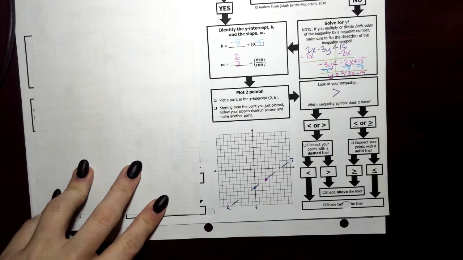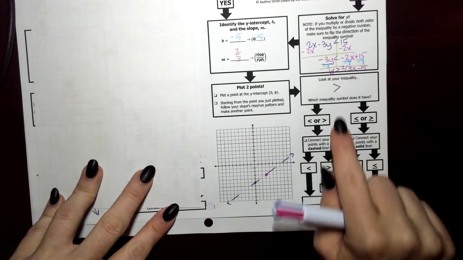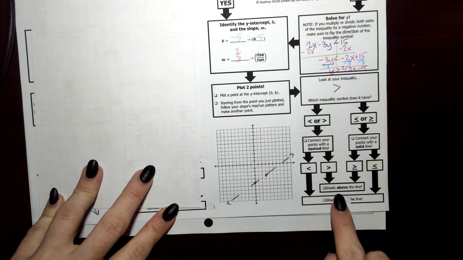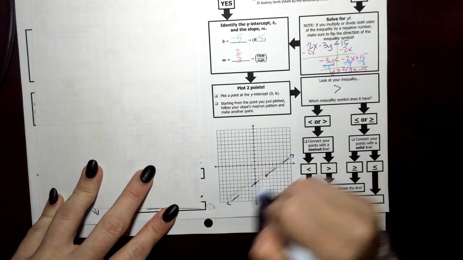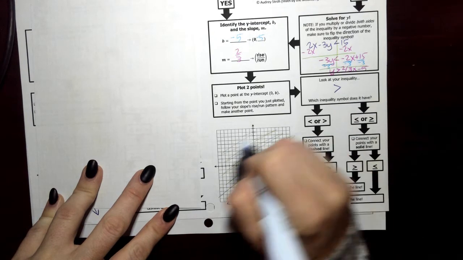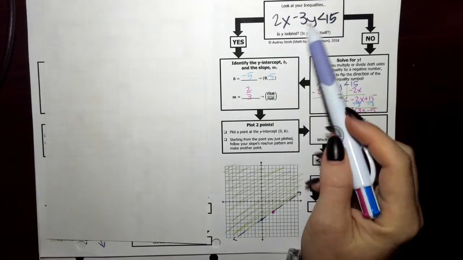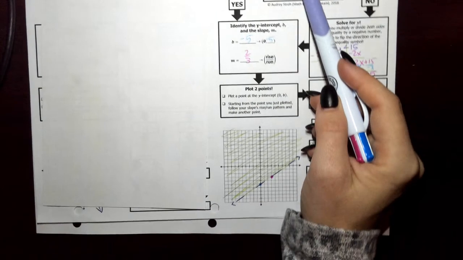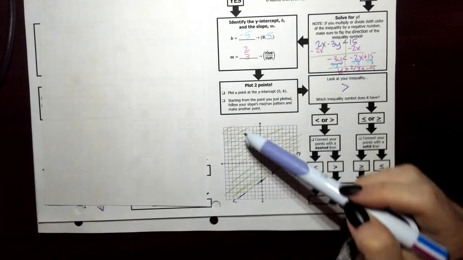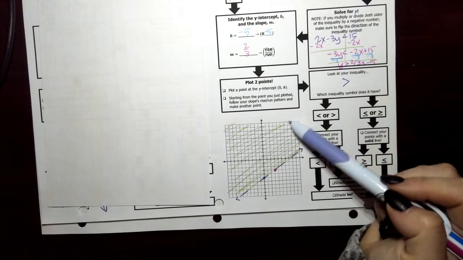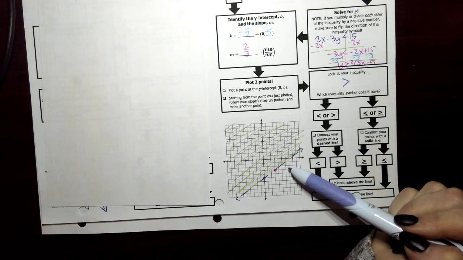Alright, and then which way to shade it. So it is the greater than sign, so we're going to shade above the line. So what this means is that for this inequality we were given, all of my solutions are in this shaded area only and not on the line.